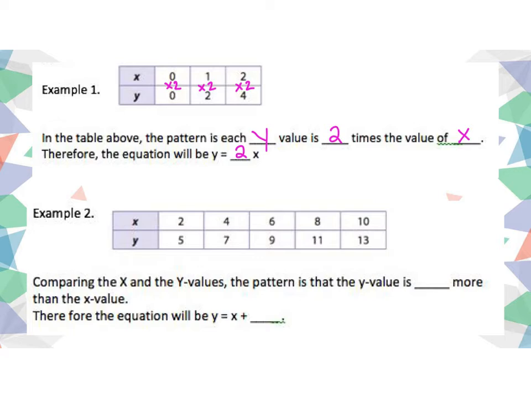In example 2, when comparing the x and y values, the pattern is that the y value is 3 more than the x value. So each time we can take x and add 3 to get to y. Therefore, the equation will be y equals x plus 3.